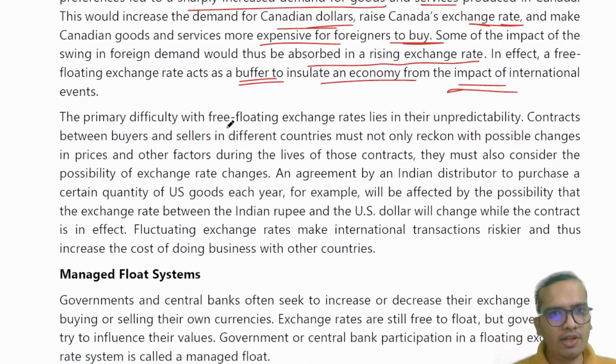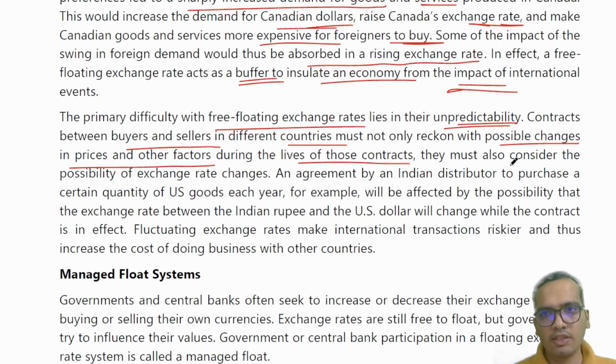The primary difficulty with a free floating exchange rate lies in its unpredictability. Contracts between buyer and seller in different countries must not only reckon with possible changes in prices and other factors during the life of those contracts, they must also consider the possibility of exchange rate changes.